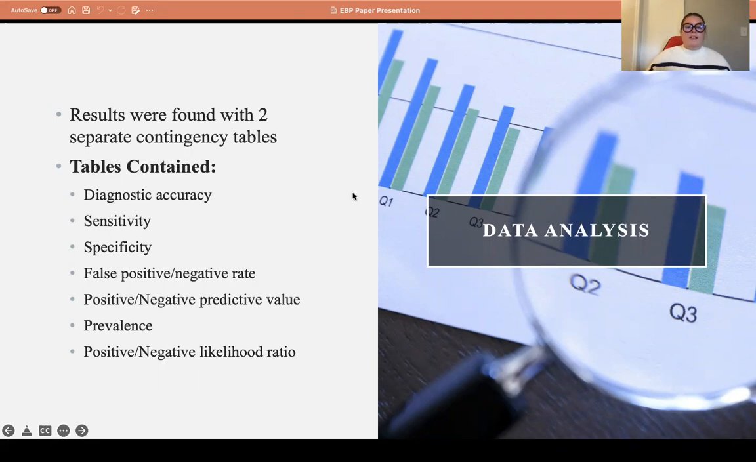So for my data analysis, the data was found in 2 separate contingency tables. The tables contained diagnostic accuracy, sensitivity, specificity, false negative and false positive rates, positive and negative predictive values, prevalence, and positive and negative likelihood ratios. I added a description of each of those on my paper if any of you need to take a look at that.